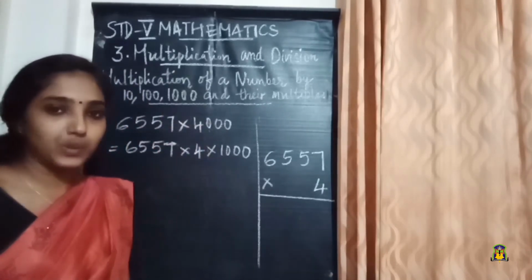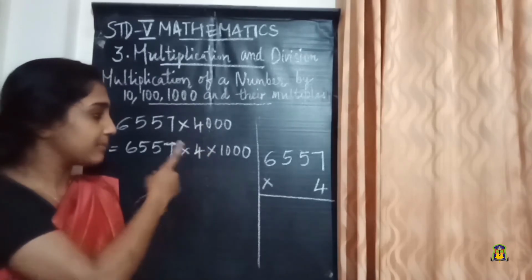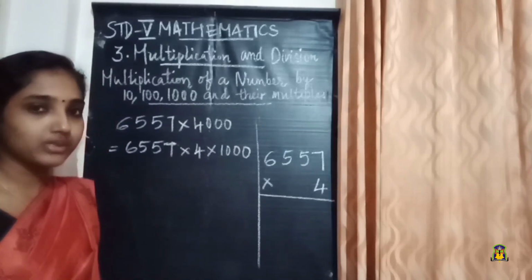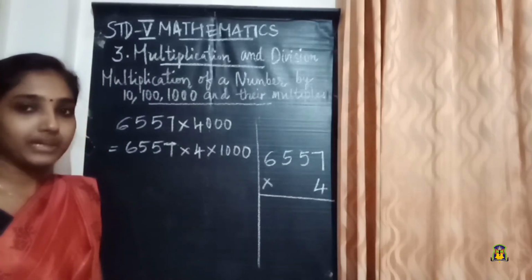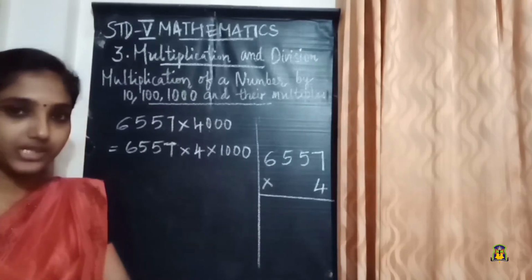Okay, now we have to multiply 6,557 into 4,000. 4,000 is a multiple of 1,000, right? So 4,000 can be written as 4 into 1,000. It can be split into 4 into 1,000. So first we can multiply 6,557 into 4 first. Okay.